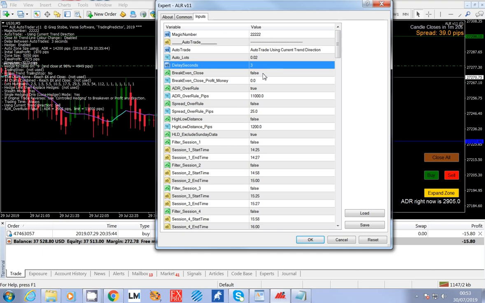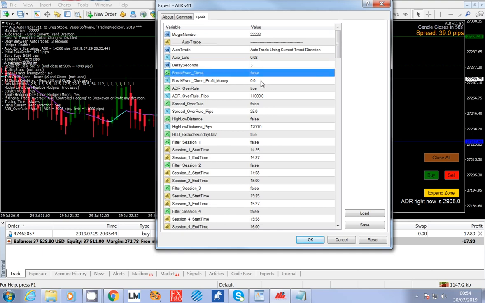Break even close. Break even close means that after a session time, which is a trade time, which is set down here, if you decide you want your trade just to close and get to break even and not try and reach for a take profit, then you set the break even close to true, and you can tell it how much money you are prepared to let it lose or gain or break even. So 0 means that I'm happy for it to get to break even and just close that trade down.